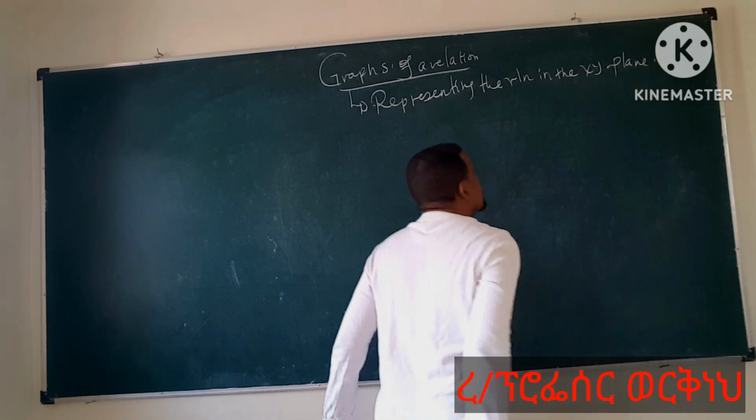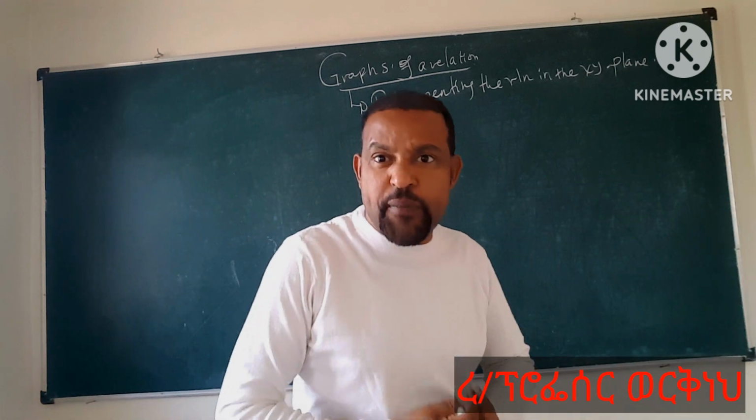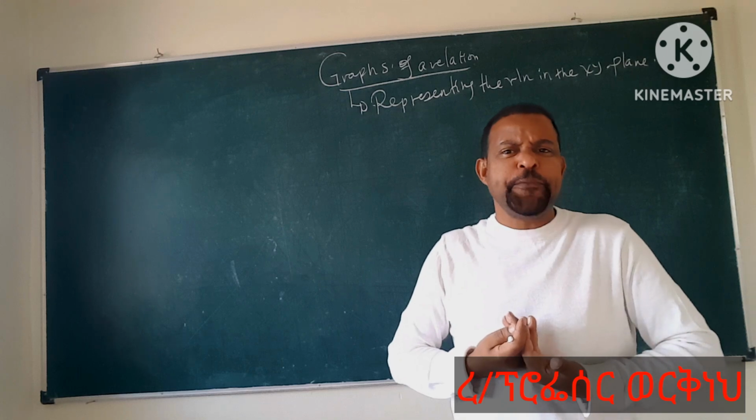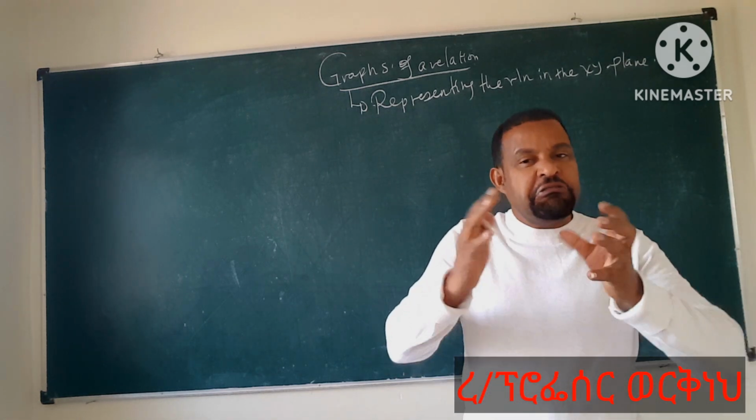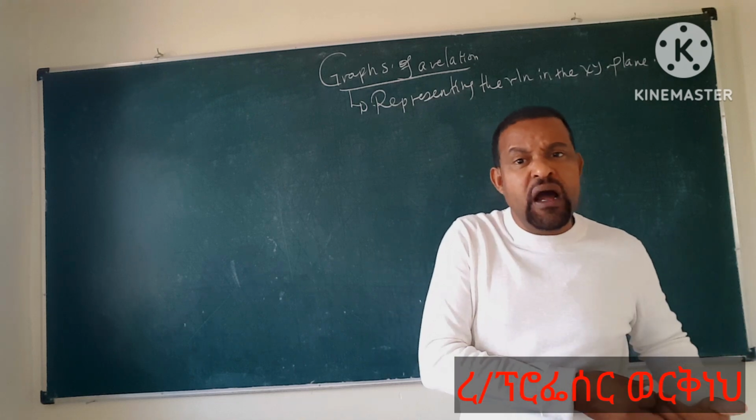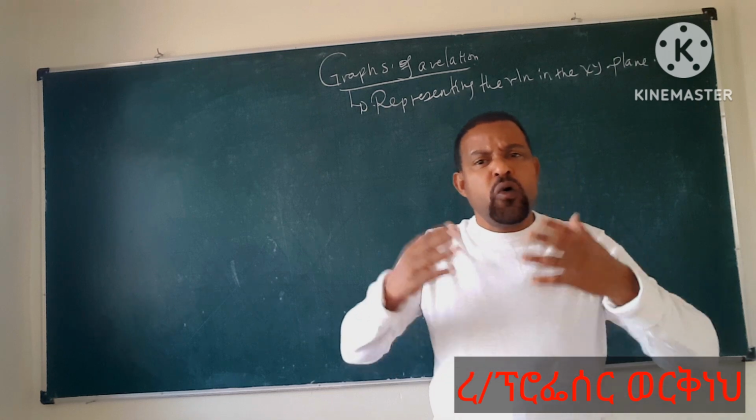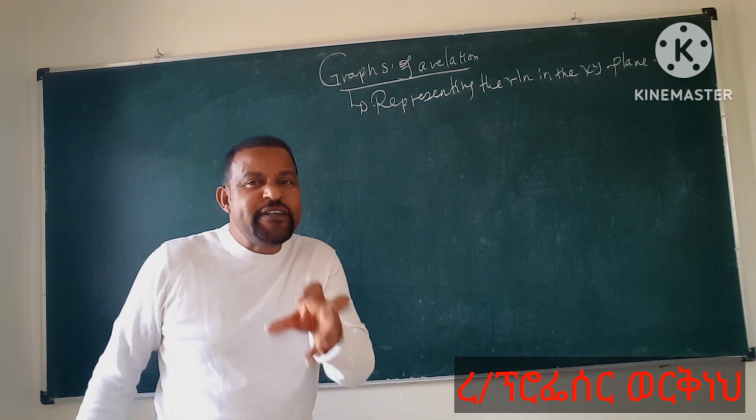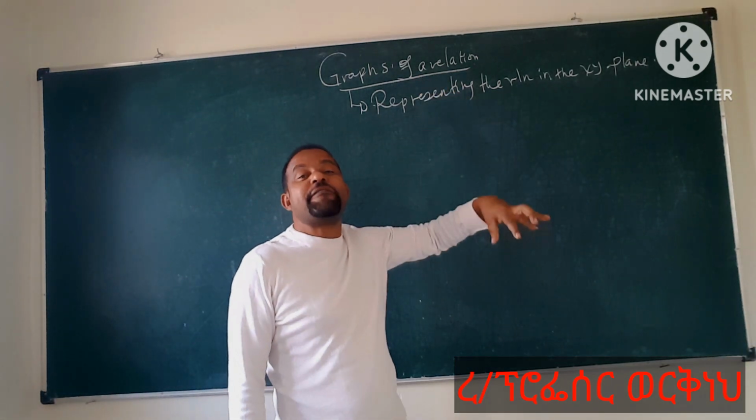When you are representing the given relation in the XY coordinate plane, you are drawing the graph of the relation. That means the pictorial representation of the given relation. The relation might be given by a formula, or by the complete listing method or partial listing method. Representing that given relation in the XY plane is graphing a relation.